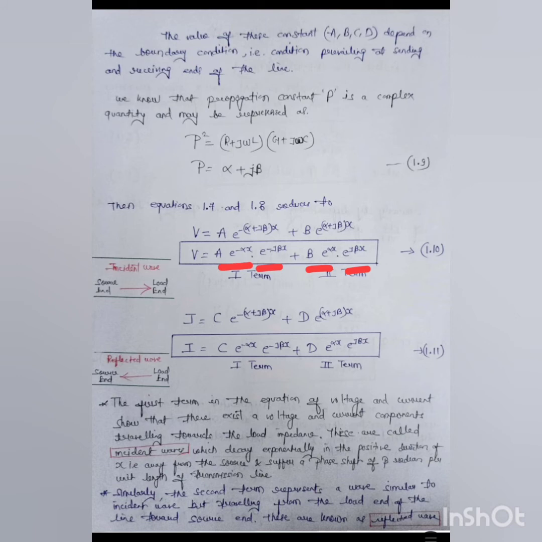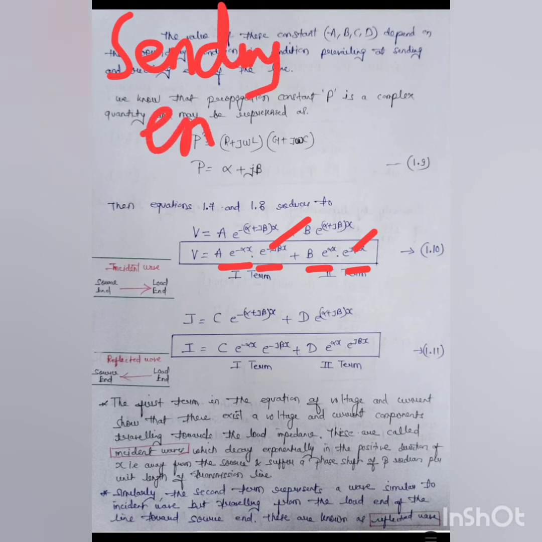Here both exponentials, which are in the imaginary term, are responsible for telling us in which direction the wave is traveling, because the wave actually has two ends. One is the sending end and another one is the receiving end.